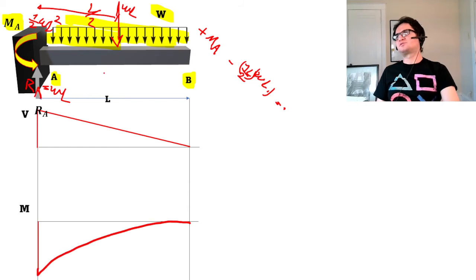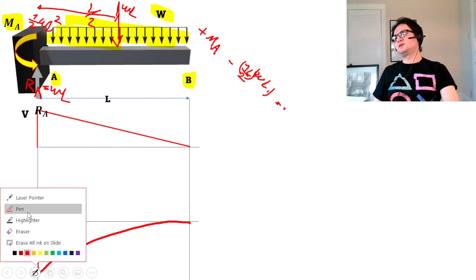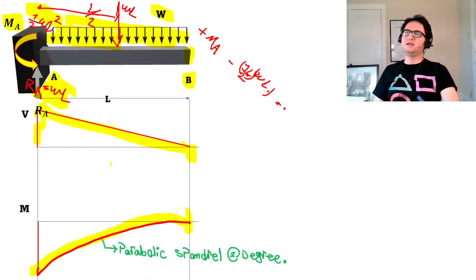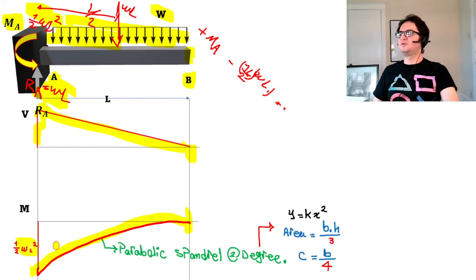And if you draw the shear, you just come up with the amount of load. There is nothing at free end, so it just decreases to the support in terms of shear. And again, for moment, there is no moment at free end likewise, and it just goes all the way down to reach the amount of MA, which is a half of WL squared. And this is a parabolic spandrel, second degree.